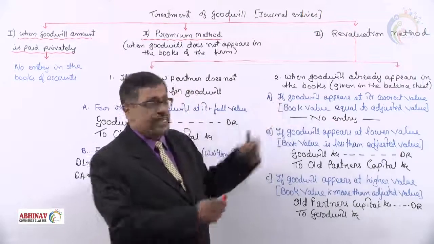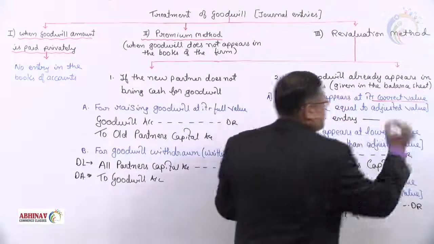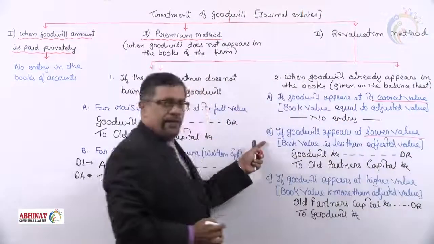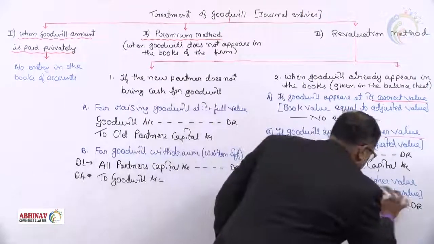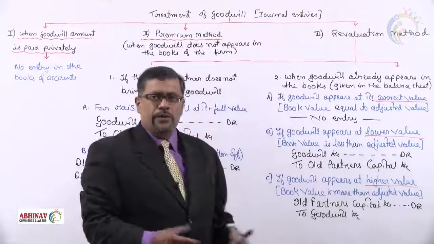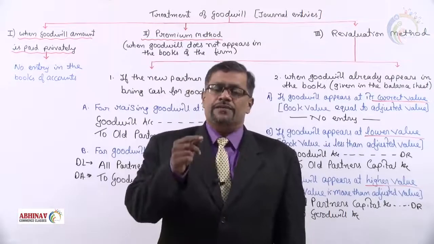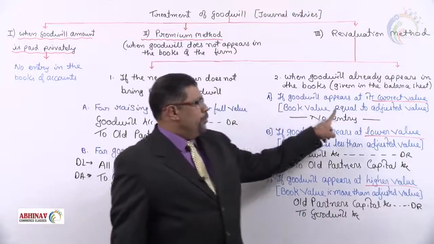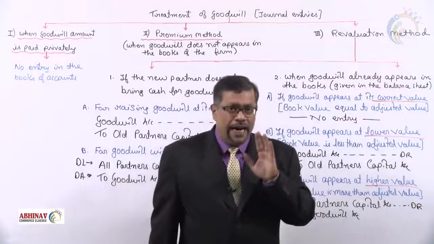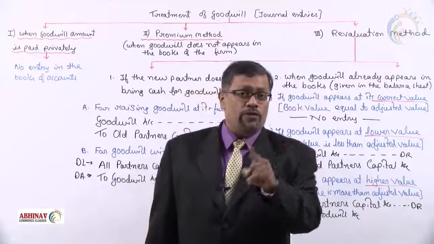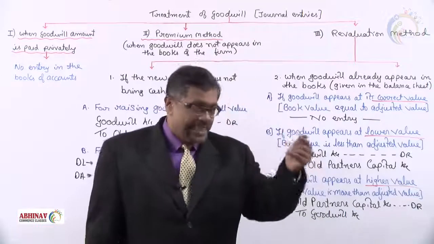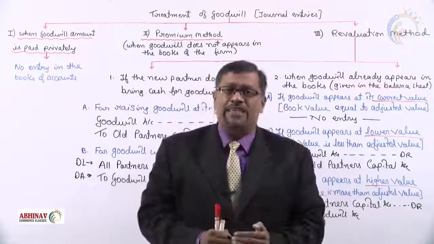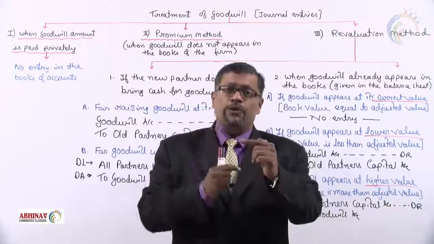Goodwill appears at correct value. Second, goodwill appears at lower value. And third, goodwill appears at higher value. Accordingly, we should pass the entry. Correct value means what? Book value equal to adjusted value. I repeat, book value means the value of goodwill which is given in the balance sheet. Adjusted value means the raised value. The adjusted value is given in the adjustments. We have to compare those two values.